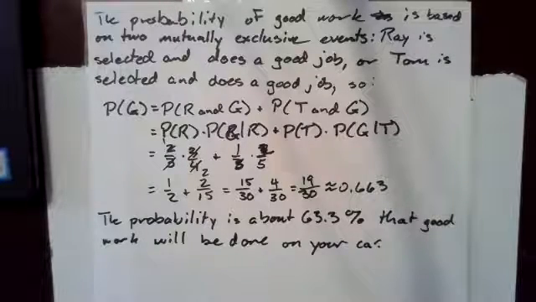The probability of good work is based on two mutually exclusive events: Ray is selected and does a good job, or Tom is selected and does a good job. So the probability of a good job is equal to the probability of R and G plus the probability of T and G. That's the probability of R times the probability of G given R, plus the probability of T times the probability of G given T. And that is 2/3 times 3/4 plus 1/3 times 2/5. And that comes out to 19/30, which is about 0.633. And the probability is about 63.3% that good work will be done on your car.